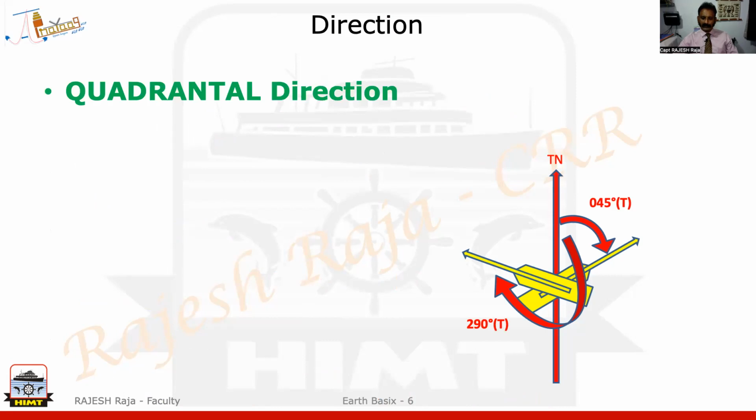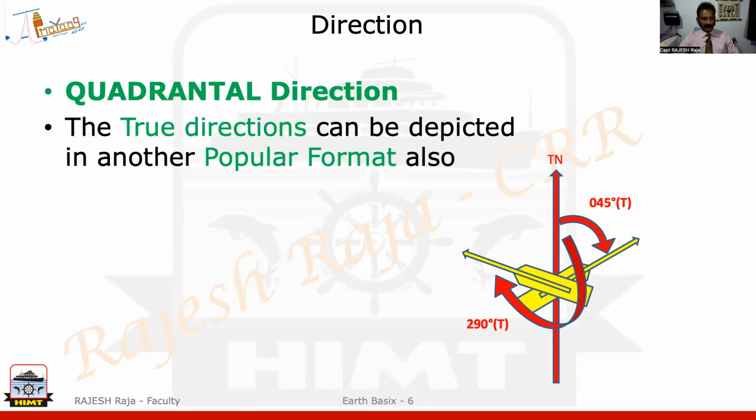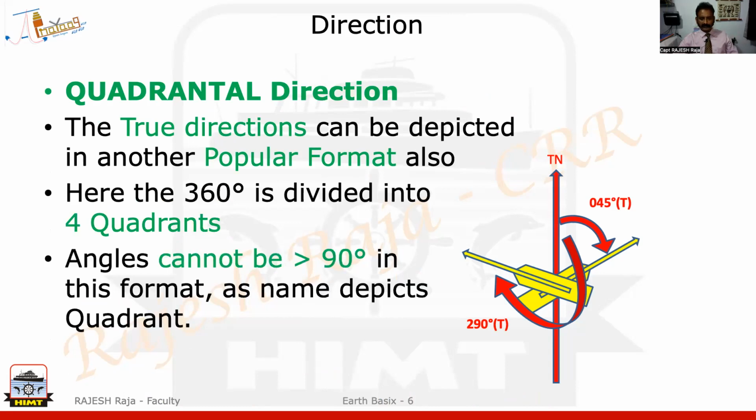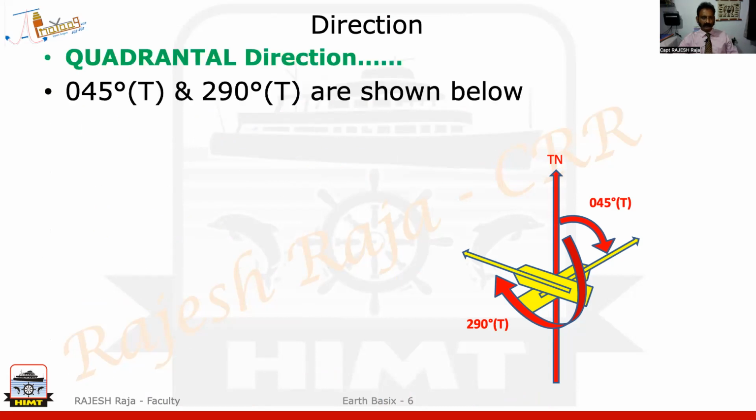There is one more very important way of depiction of direction, which is called quadrantal directions. Why? Because as I told you, whatever I'm teaching is finally going to lead towards day's work, and day's work is worked on quadrantal course. So true direction can be depicted in one more popular format. 360 degrees is divided into 4 quadrants. So that means an angle cannot be more than 90. Okay. So let us see how to do that.